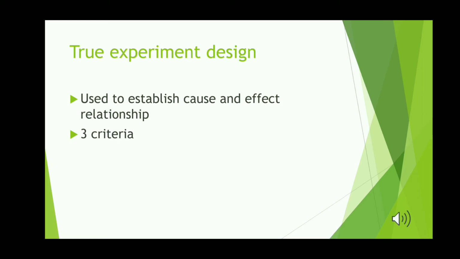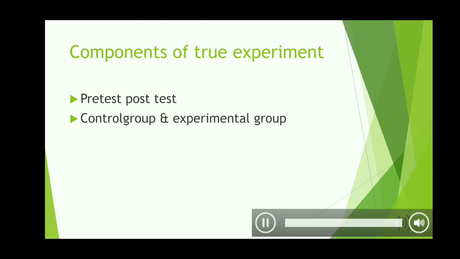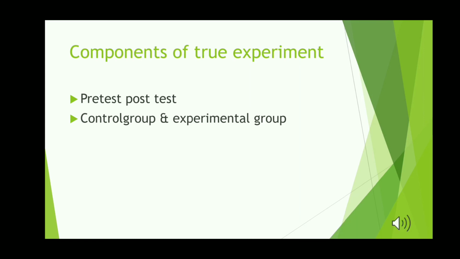Manipulation means control of the independent variable by the researcher. Control means the use of control group and control of extraneous variables on the dependent variable. Randomization means every subject gets an equal chance. Basic components of true experiment. Components are pre-test and post-test, control group and experimental group.